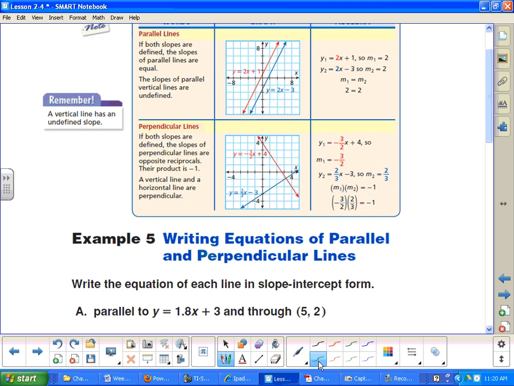So if the slope of one line was 5/4, the slope of the line that's perpendicular to it, okay, would be -4/5. They're the opposite. You change the signs, and then you take the reciprocal, so flip it over.